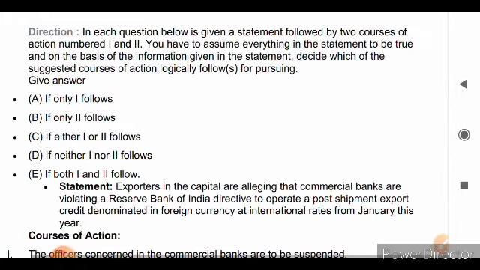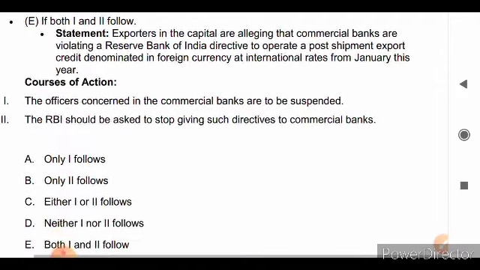Next question. Directions for question: In each question below is given a statement followed by two courses of action numbered 1 and 2. You have to assume everything in the statement to be true and, on the basis of the information given in the statement, decide which of the suggested courses of action logically follows for pursuing. Give answer A if only 1 follows, B if only 2 follows, C if either 1 or 2 follows, D if neither 1 nor 2 follows, and E if both 1 and 2 follow.